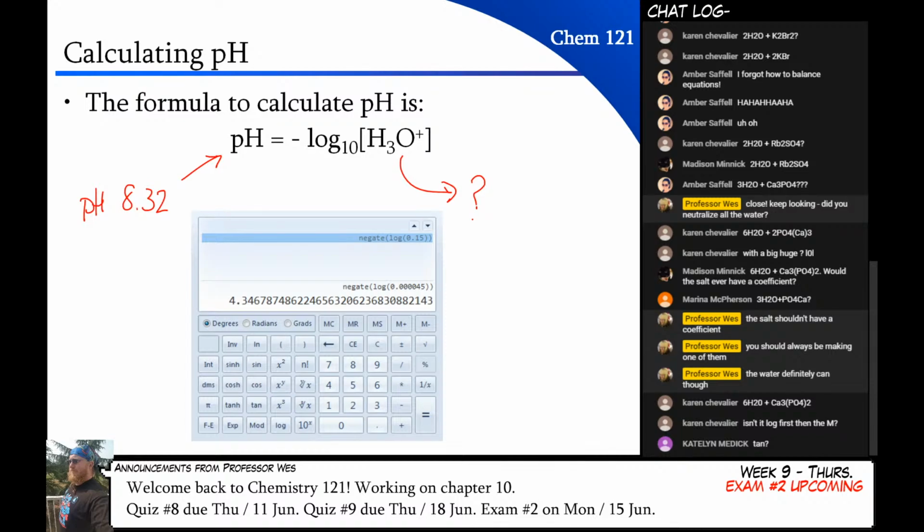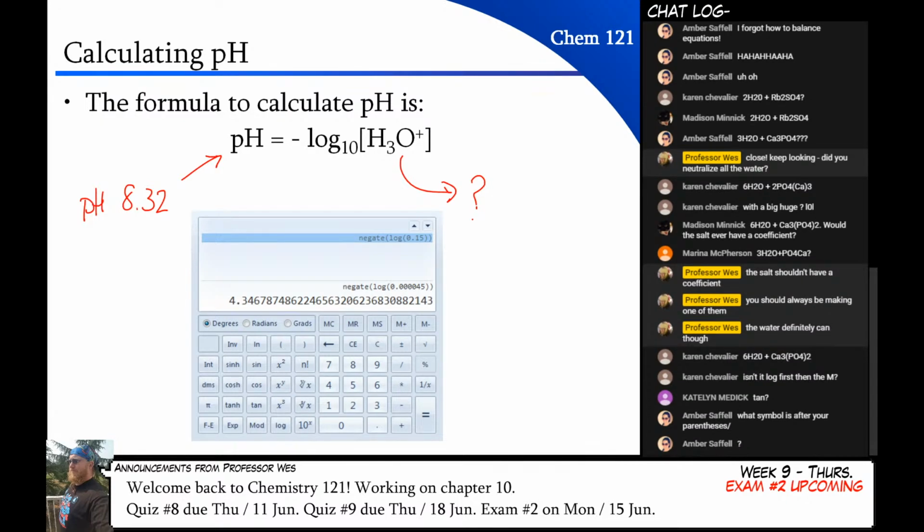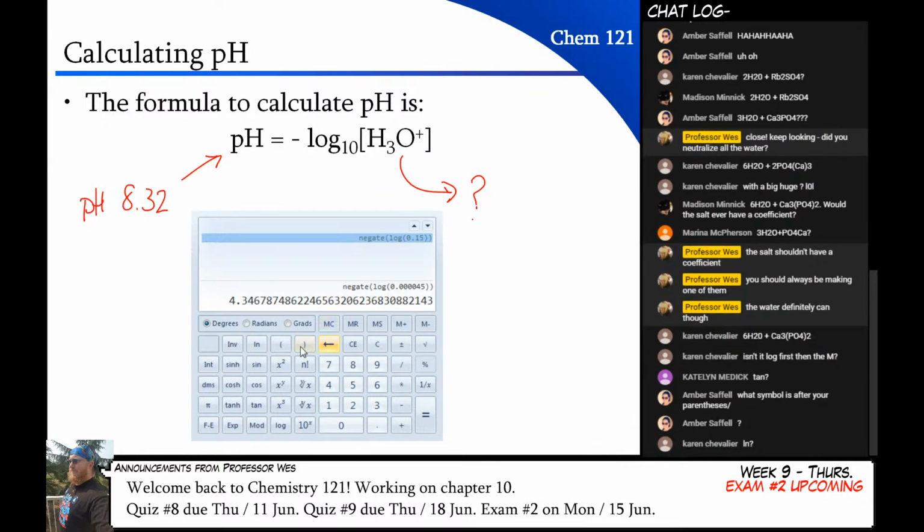I'll give you a hint. It doesn't look like the word log. It is on my calculator, though. You can actually see it here. It is one of these buttons. What is the symbol after parentheses? This arrow? That, I think, is a backspace. I can't actually use it.